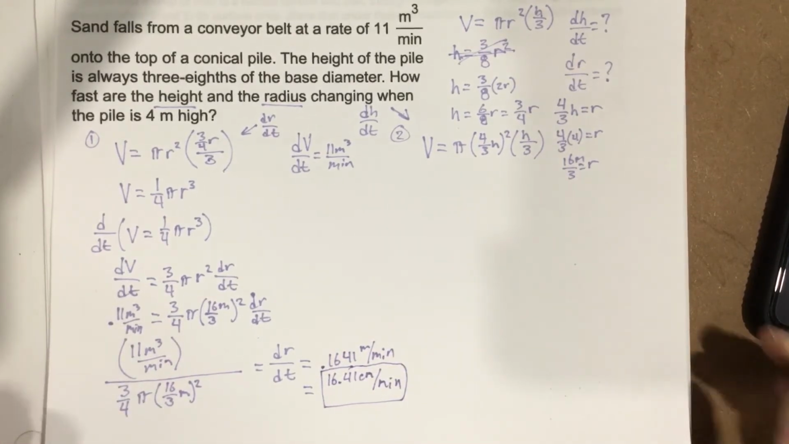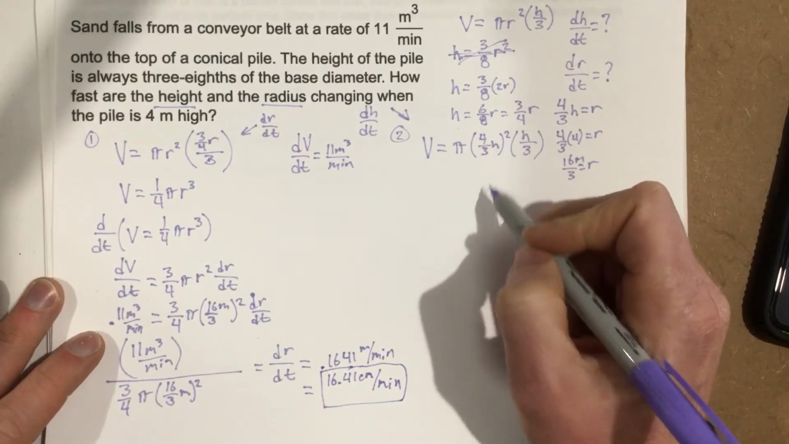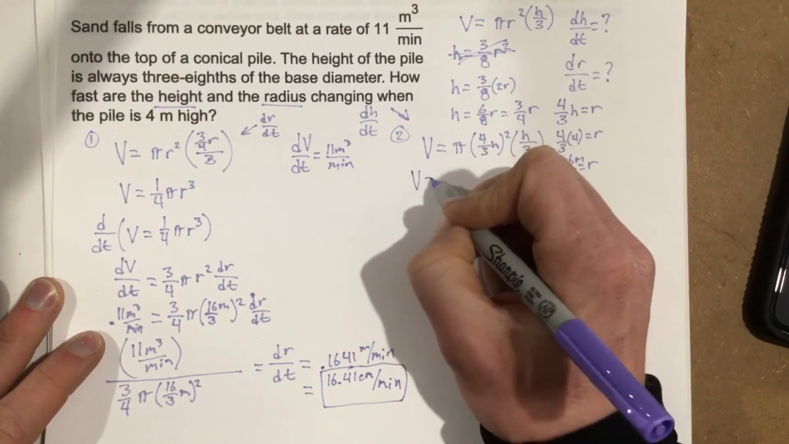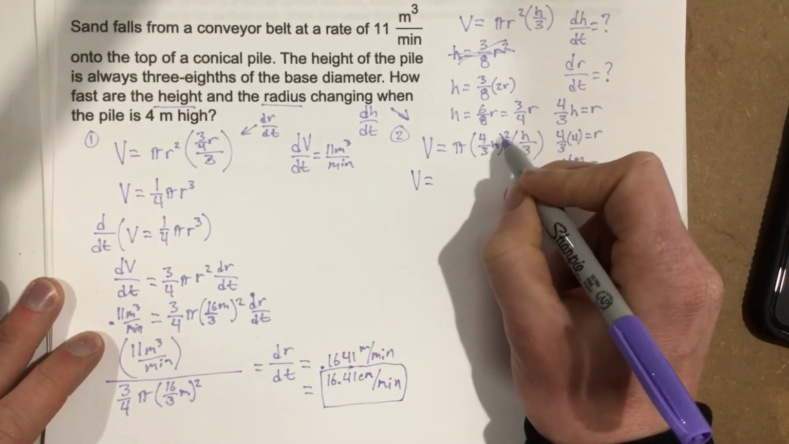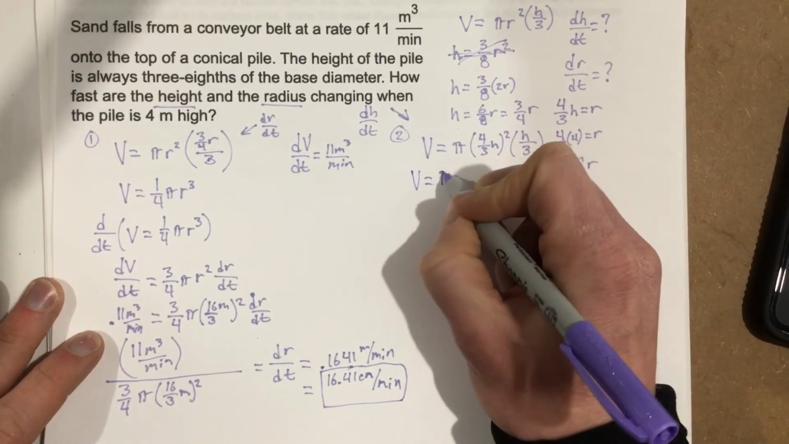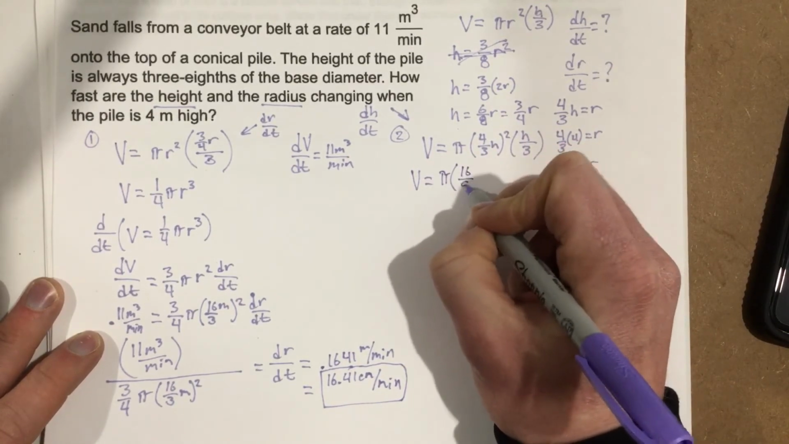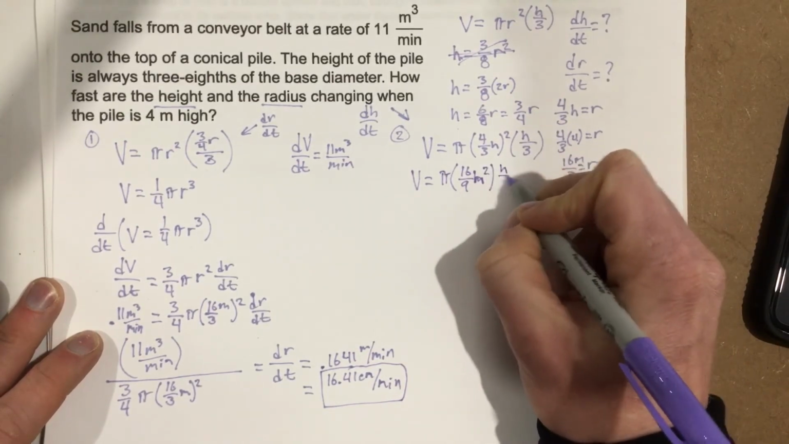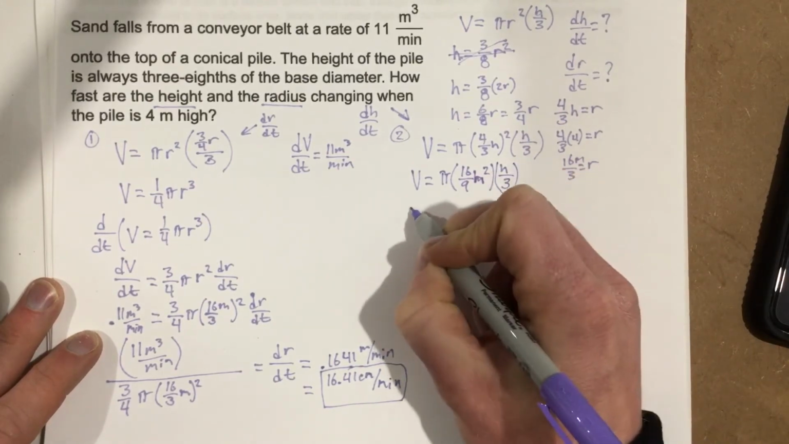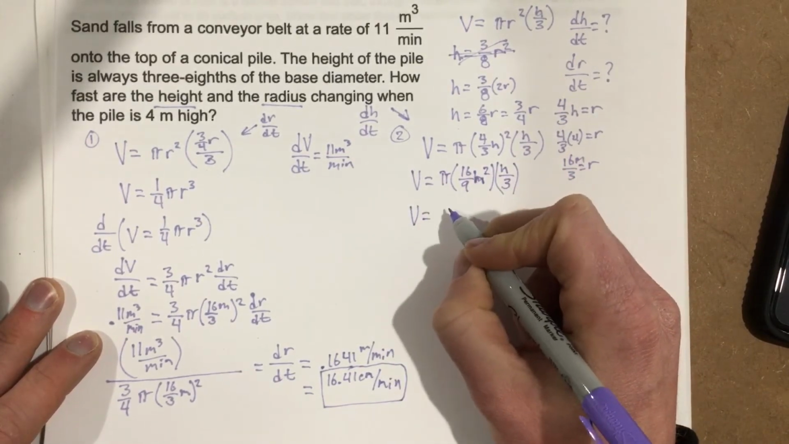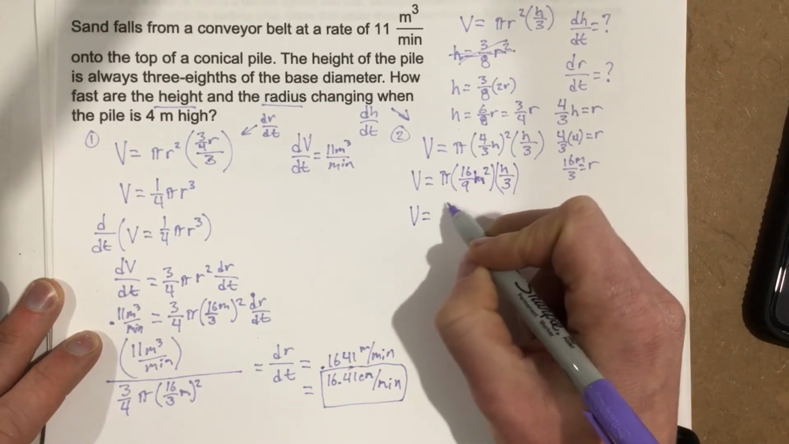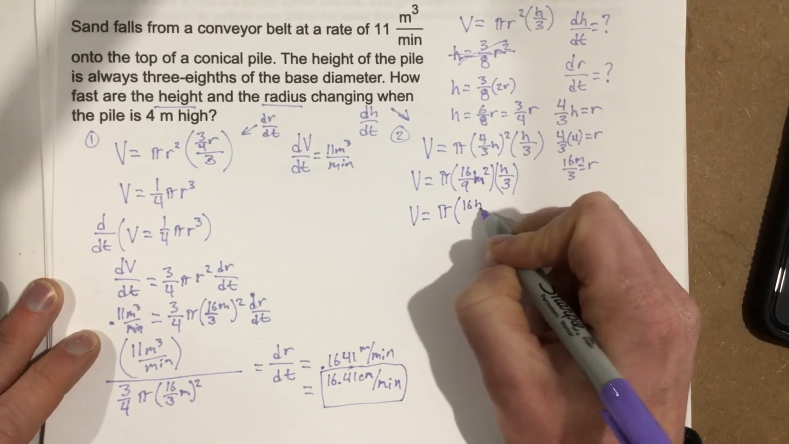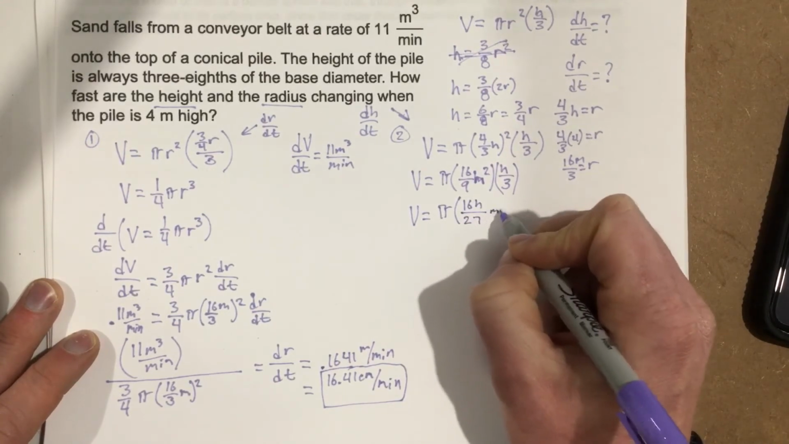Okay. Now we're going to do the other piece of this problem, which is the height. We want to find dh over dt. So we're going to say V equals pi times 4/3 h squared. So we end up with pi times, this will be 16 over 9 h squared times h over 3. So we end up with V equals, when we multiply this, we get pi times 16h over 27 meters squared.